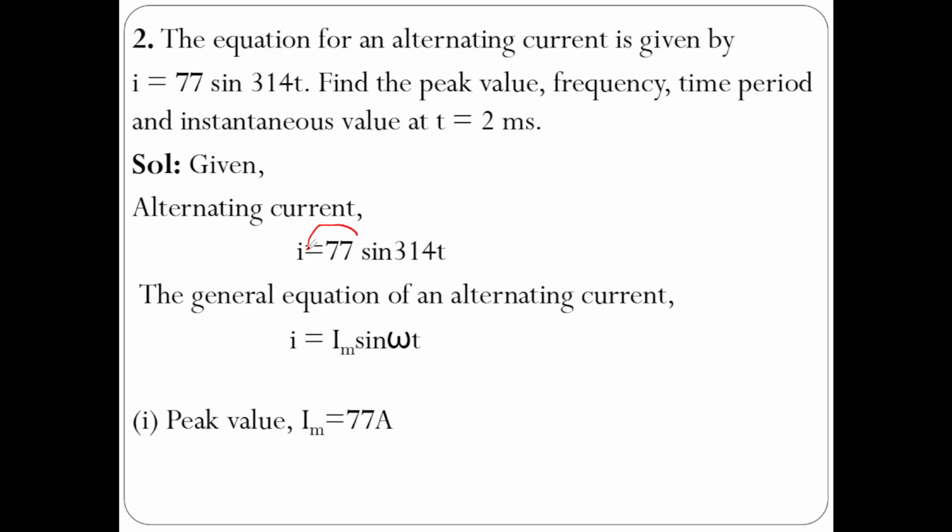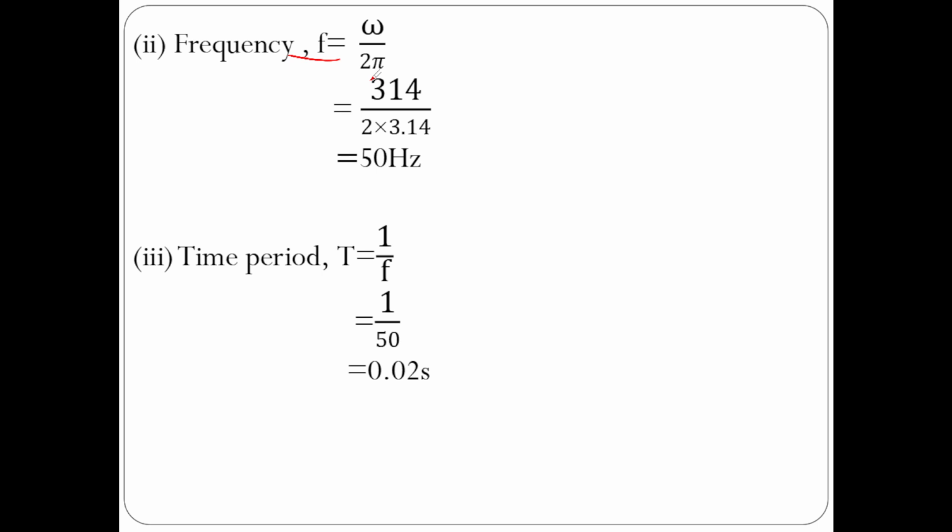They have asked us to determine the peak value here, so the peak value is 77 amperes. What is omega here? Omega is 314. If you know omega, you can determine frequency. Omega equal to 2 pi f, therefore f equal to omega by 2 pi. Omega is 314, divided by 2 into pi, which is 3.14. Simplify it, and you will get frequency as 50 Hz. Now what is the time period? Time period is the reciprocal of frequency. So 1 by 50 you will get 0.02 seconds.